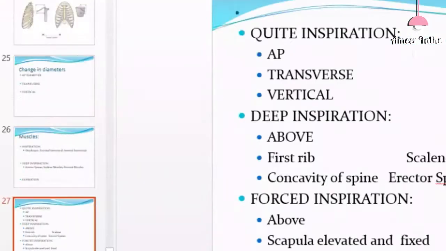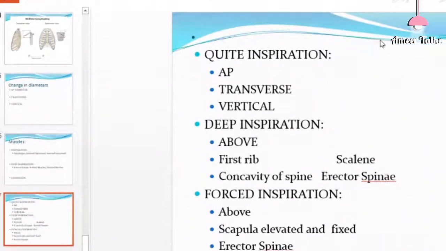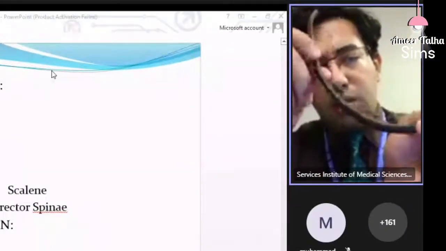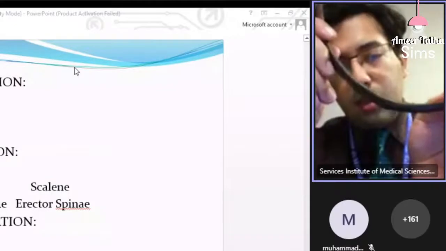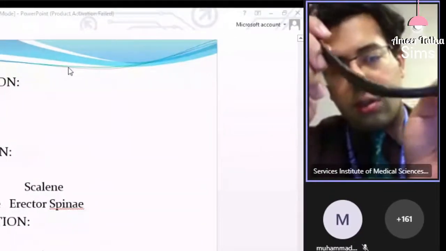साइड में जब ये देखनी, this is the articulation. ठीक है, the head of the rib articulates with the body of the vertebra. ठीक. Then the tubercle articulates with the transverse process.